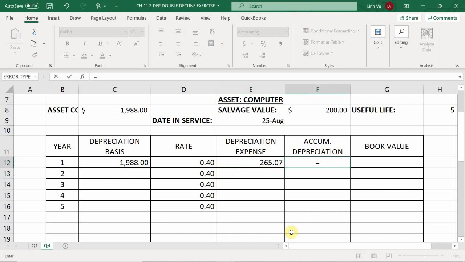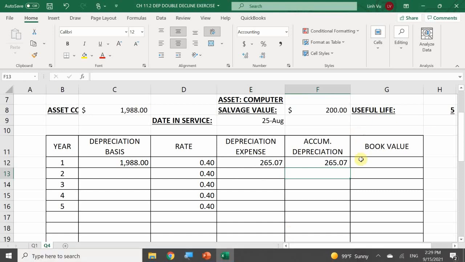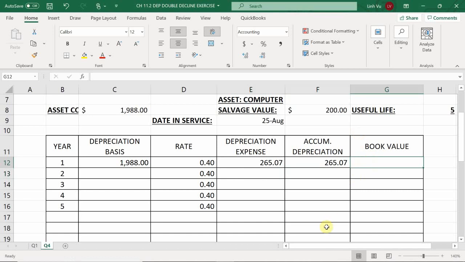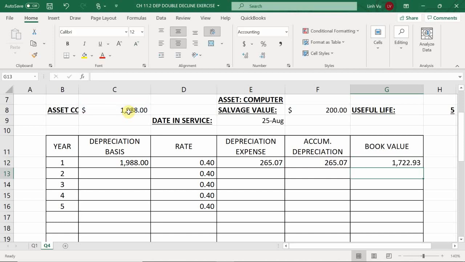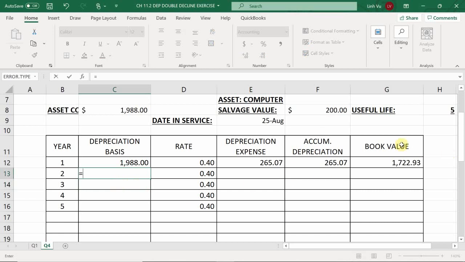All right. Because this right here is the beginning of its life, we only used 4 months. So therefore, what is going to be my book value? 1792.93, which becomes my book value for year 2. Or I'm sorry, which becomes my depreciation basis for year 2.